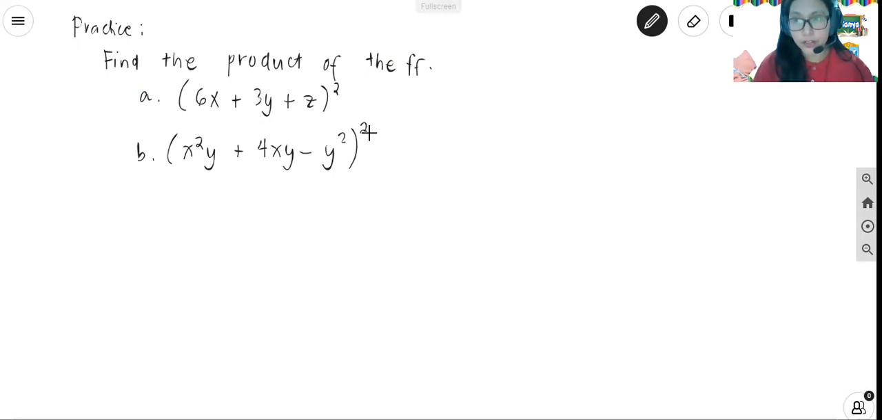Again, square the first, and then plus square the second, plus square of the last, plus 2 times the first and the second, plus 2 times first and the last, plus 2 times the second and the last. That would be your pattern to make sure that you're able to answer these questions. Again, you can pause the video while you're answering, and then later after answering, you can continue playing the video so that you would know if your answer is correct.